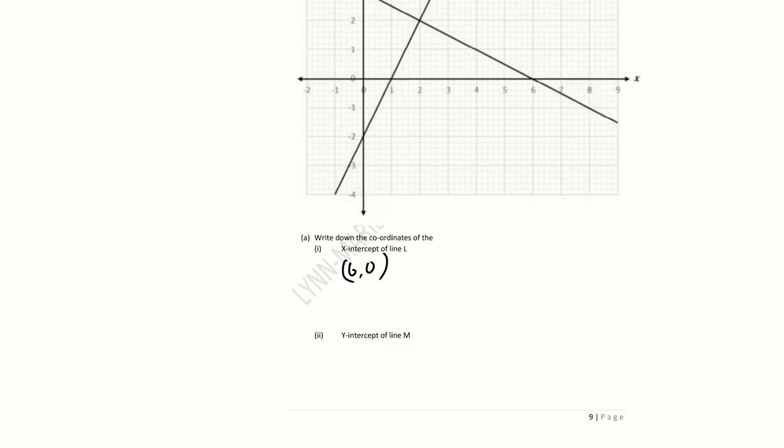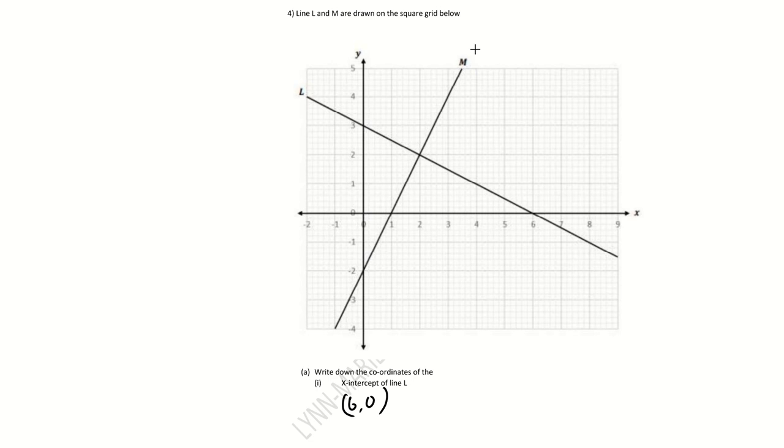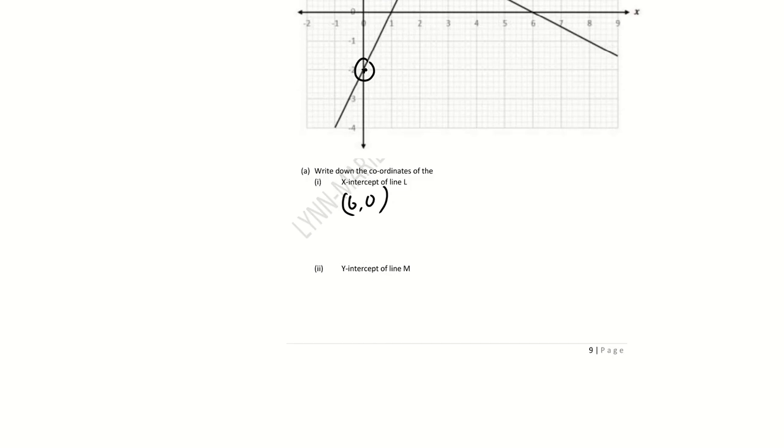Your y-intercept for line M is where line M intersects your y-axis, so that would be here, which is x is 0 and y is negative 2. That is the answer for this.